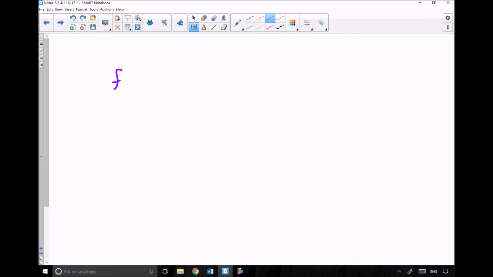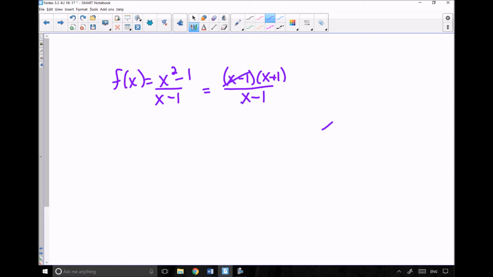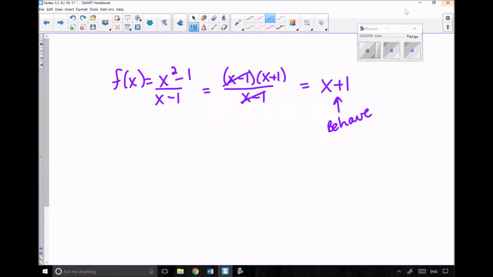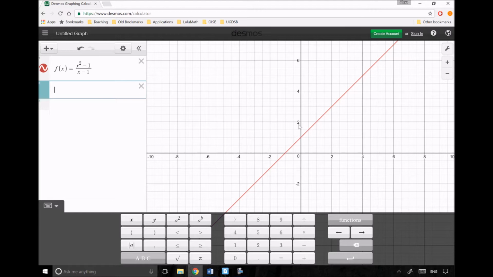If f of x is equal to x squared minus 1 over x minus 1, I can factor the numerator. It's a difference of perfect squares. So I've got x minus 1 times x plus 1 over x minus 1. When I cancel those two out, I end up getting x plus 1, which means my graph is going to behave like x plus 1 for the most part. That's why, when I look at my graph, I have a linear function with a slope of 1 as well as a y-intercept of 1.